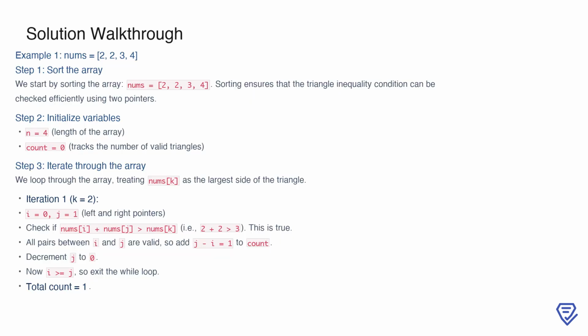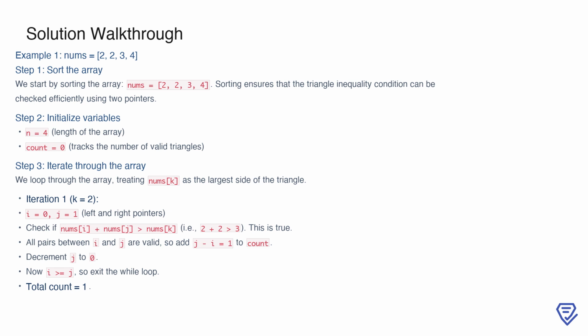To solve the problem, we start by sorting the input array, which gives us nums equals 2, 2, 3, 4. Sorting helps us efficiently check the triangle inequality condition using 2 pointers. Next, we initialize 2 variables, n to store the length of the array, which is 4 in this case, and count, which starts at 0 and will track the total number of valid triangles we find. Now, we iterate through the array and treat nums[k] as the largest side of a potential triangle.